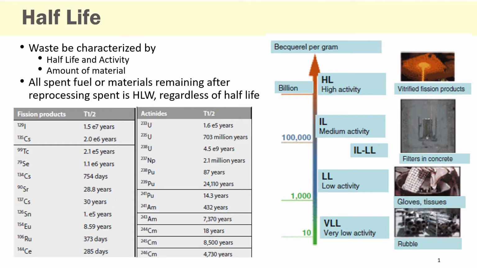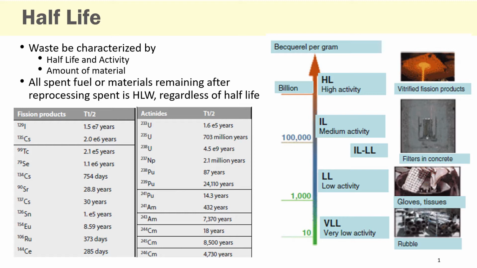The first property that we're going to be talking about is half-life. Radioactive waste can be characterized by the half-life or the activity of the material and the amount of material present. There are two different standards for characterizing radioactive waste, the international standard and the US standard. We learned about the US classes in last week's module, and we're going to go over the international ones here, and I'm going to relate them to how they tie to the US standards.